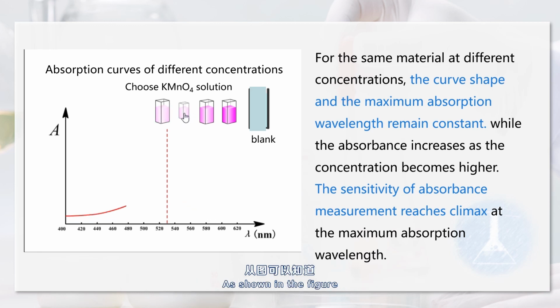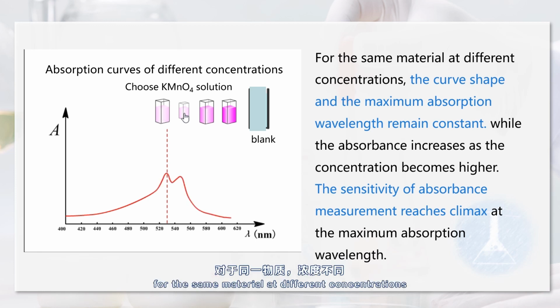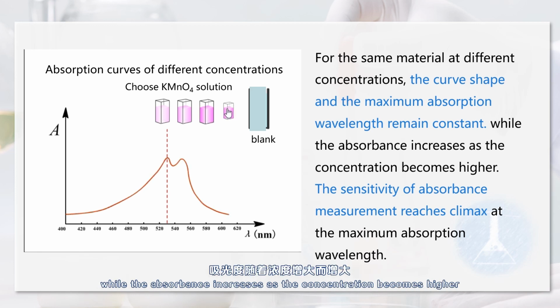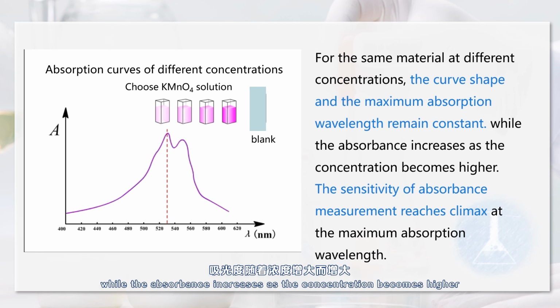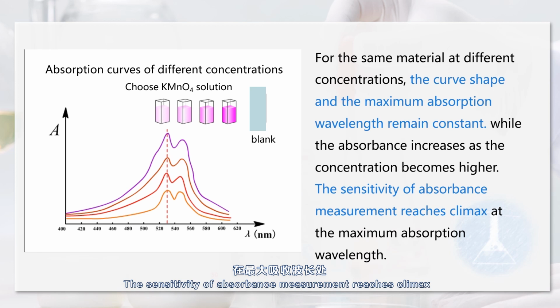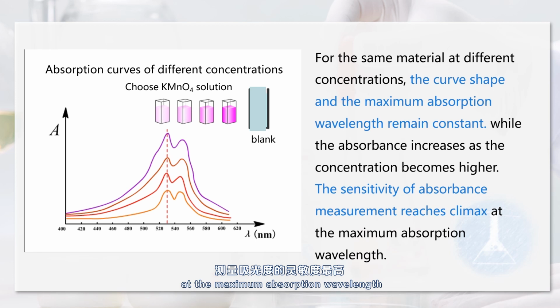As shown in the figure, for the same material at different concentrations, the curve shape and the maximum absorption wavelength remain constant, while the absorbance increases as the concentration becomes higher, based on which the quantitative analysis of the analyte can be performed. The sensitivity of absorbance measurement reaches its peak at the maximum absorption wavelength. So the absorption curve is the selection basis of measuring wavelength for absorbance spectrophotometry.